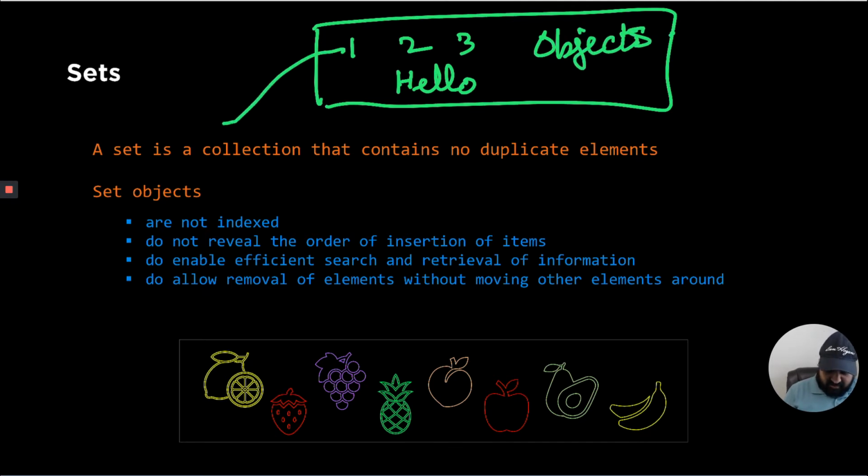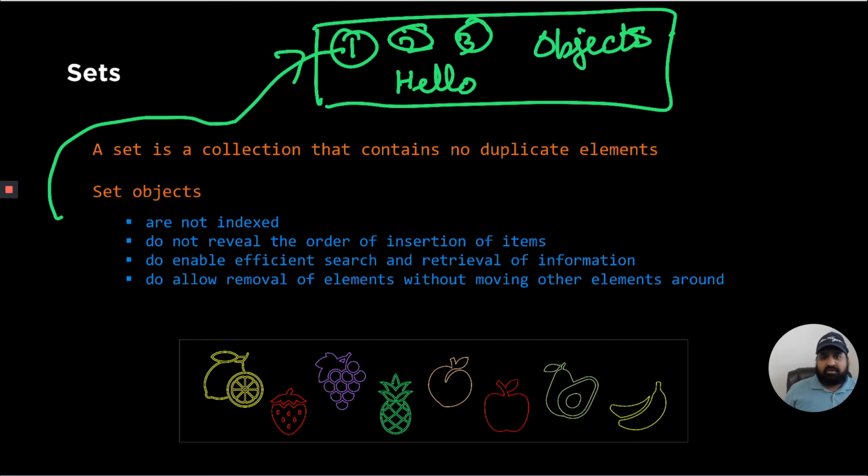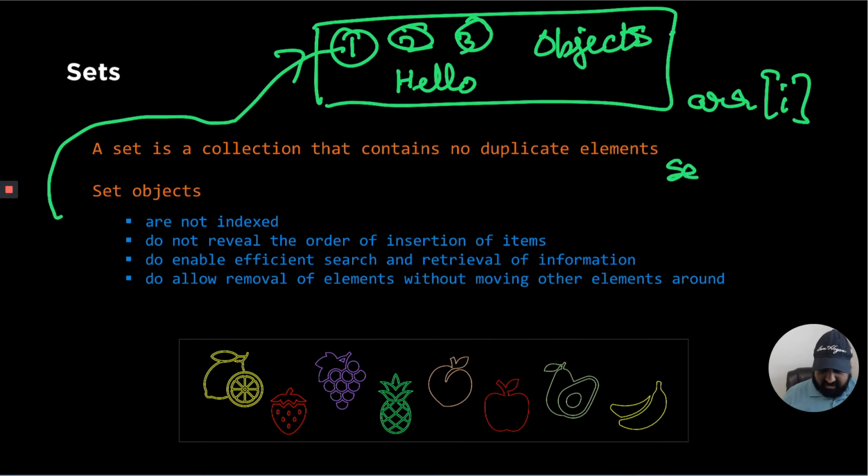All these elements, or set objects as we call them in computer science, are not indexed. When we talked about lists or other data structures like the representation of trees, we discussed that if we do something like arr[i], we can retrieve a value. But since set elements are not indexed, we cannot do something like set[i] or set[j] and so on.